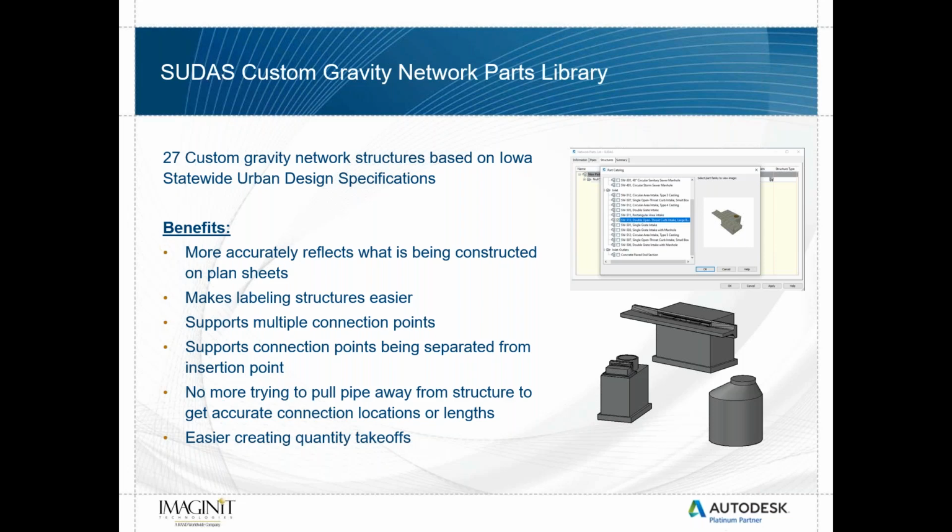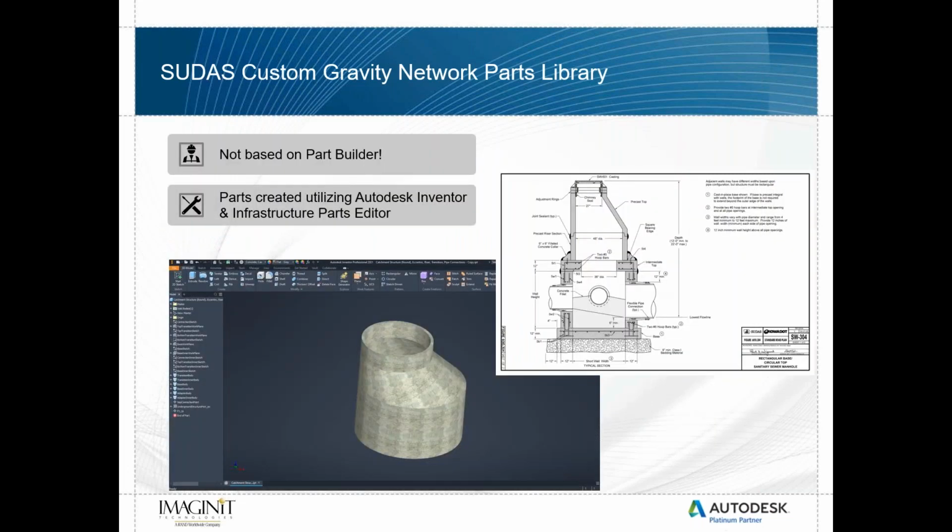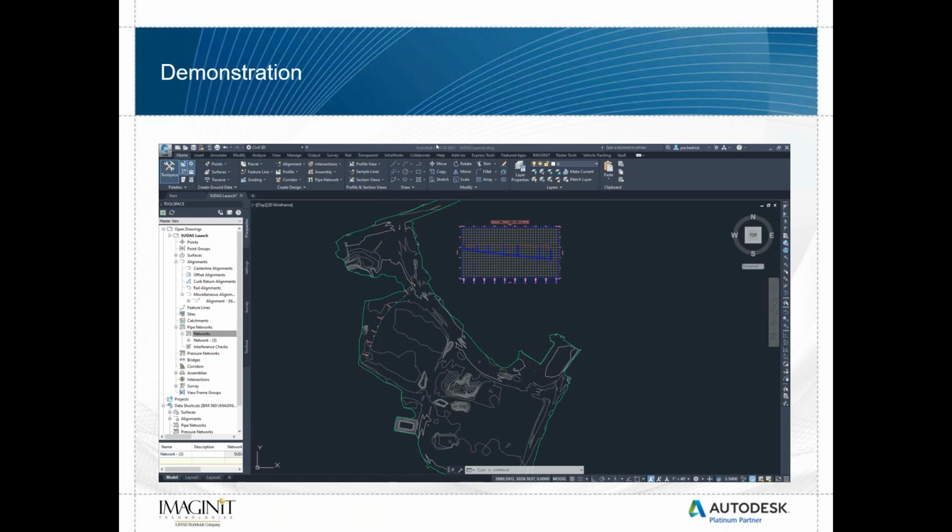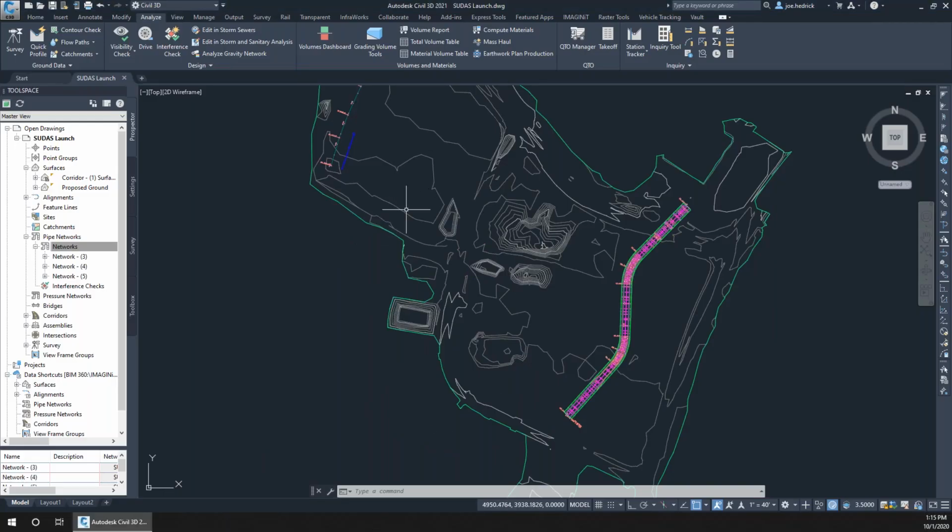So that being said, like I mentioned before, these things are not based on Part Builder. We went through from scratch, pulled every detail, and built the parts using Autodesk Inventor as well as Infrastructure Parts Modeler. Right? This is a little bit easier to do than Part Builder, but it certainly has its own nuances as well. So, without further ado, let's take a peek at the library and a little bit about how they work, etc.